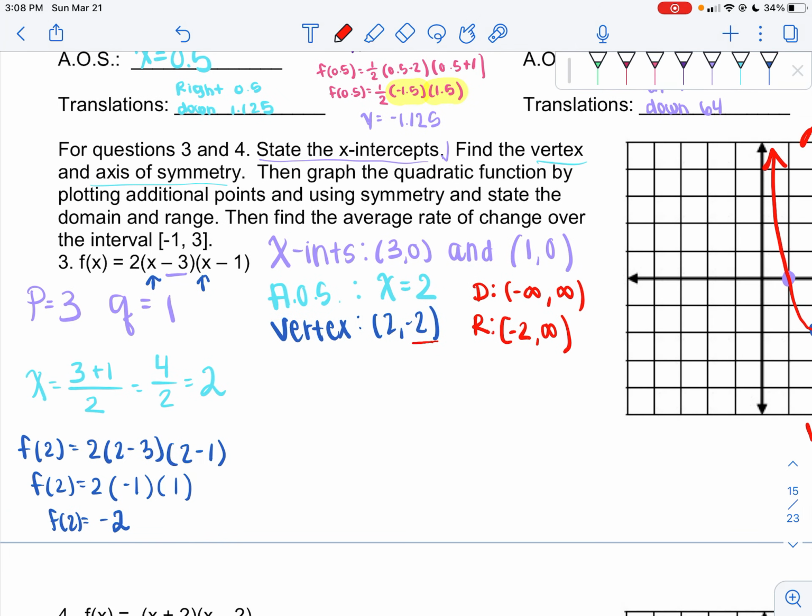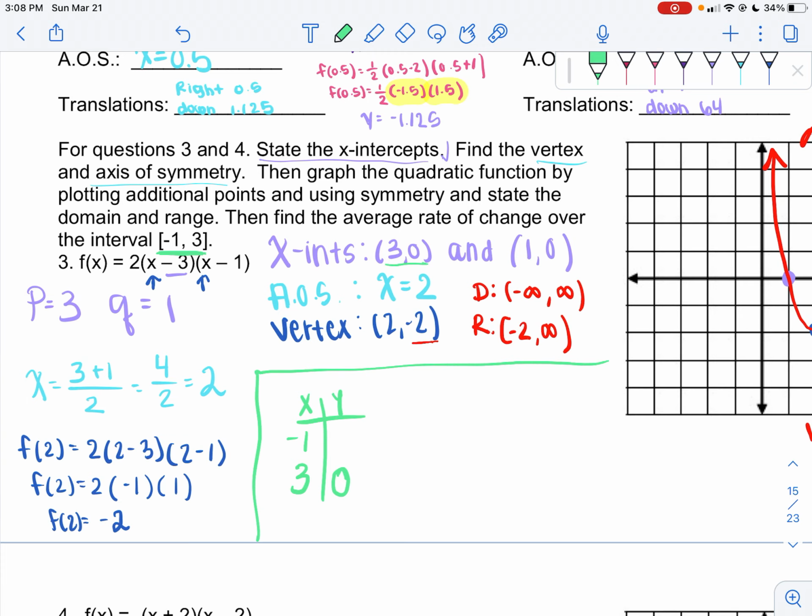Okay, the last thing we need to do here is find the average rate of change. So let's get a new color here. Okay, so we want the average rate of change over the interval negative 1, 3. So remember this interval here gives us the x values for our rate of change. So we're going to make our baby table, and the x values are negative 1 and 3. So now we need to find the y values that go with it. Well, looking at our x-intercepts, we already know what y is when x is 3. When x is 3, y is 0.